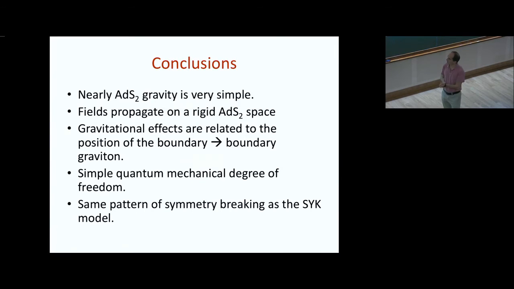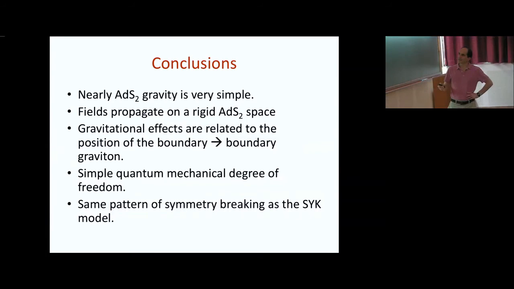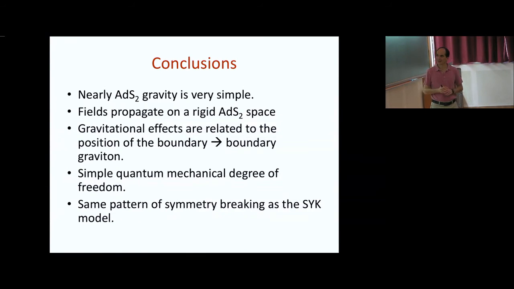Okay, so in conclusion, nearly AdS2 gravity is very simple. Here we only describe the gravitational sector, but we can add some matter. And the theory is really simple if the matter does not couple to the dilaton, which is a good approximation for cases where you can come from higher dimensions. And so fields propagate on a rigid AdS2 space, and the gravitational effects are related to the position of the boundary in that rigid space. You can think of that as being described by a boundary graviton.